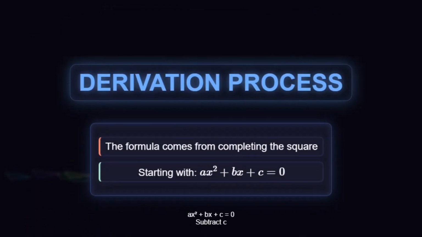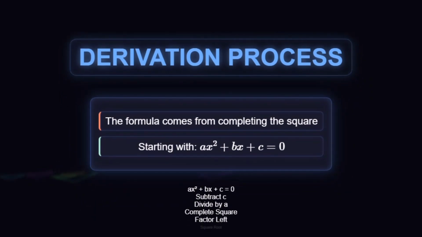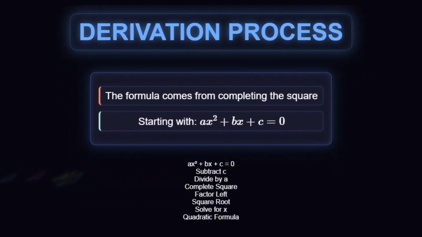Let's explore the derivation process. The quadratic formula comes from completing the square on the general quadratic equation. Starting with ax squared plus bx plus c equals 0, we systematically transform it to isolate x, resulting in our powerful formula.